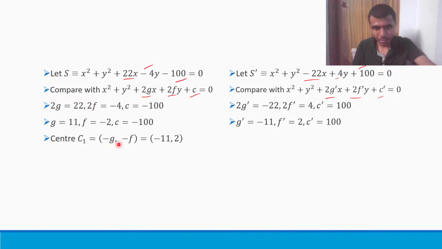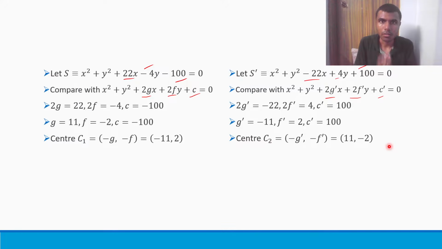Now center C1 is minus g comma minus f. g is 11, so minus g will be minus 11. f is minus 2, so minus f will be 2. So center is minus 11 comma 2. Likewise here the center is minus g dash comma minus f dash, which is nothing but 11 comma minus 2.